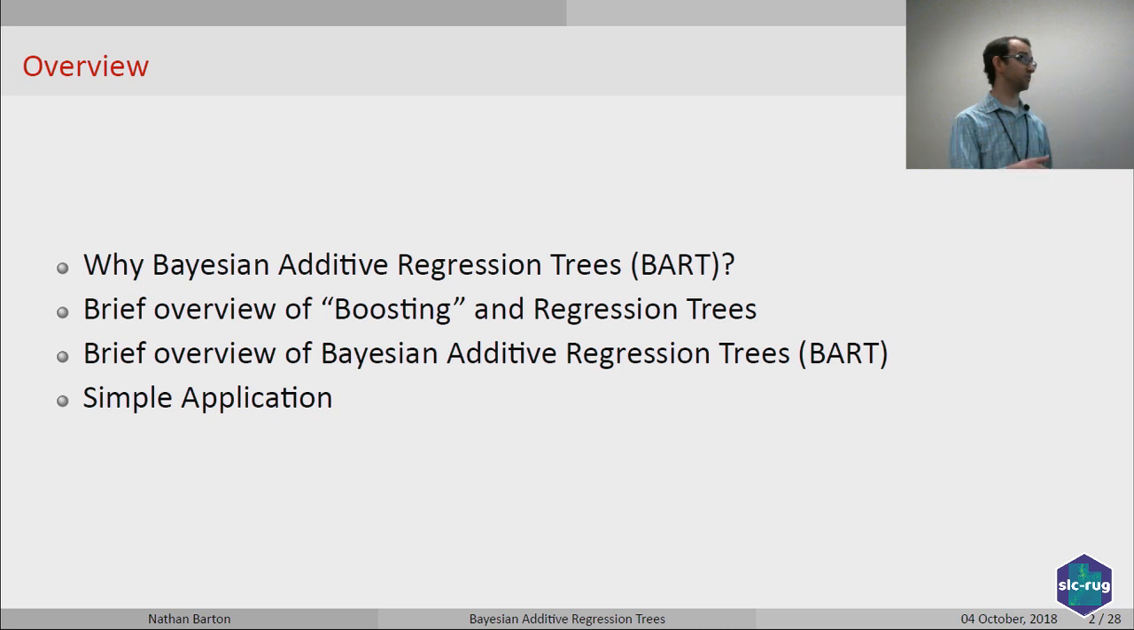What I wanted to talk about is the driver behind Bayesian additive regression trees, at least in the work that I do. Then a brief overview of boosting in regression trees, because that's some of the fundamental principles behind Bayesian additive regression trees. And then dive into BART directly, and then show you that application.